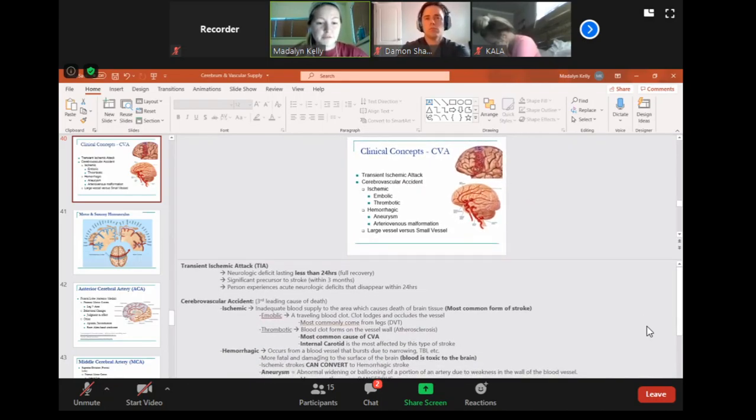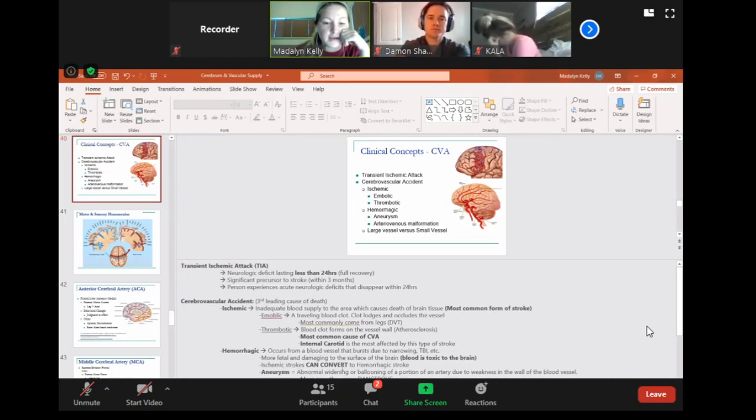Hemorrhagic occurs from a blood vessel that bursts due to narrowing. Anytime I see hemorrhagic bursting, I immediately think of aneurysm. Okay, the balloon is bursting. That's how I relate them. This is more fatal and damaging because blood is toxic to the brain.